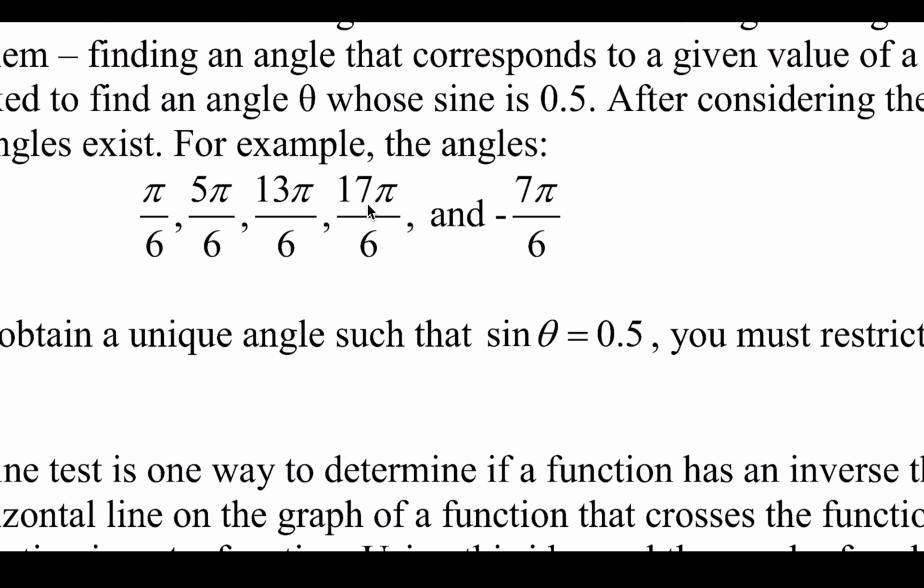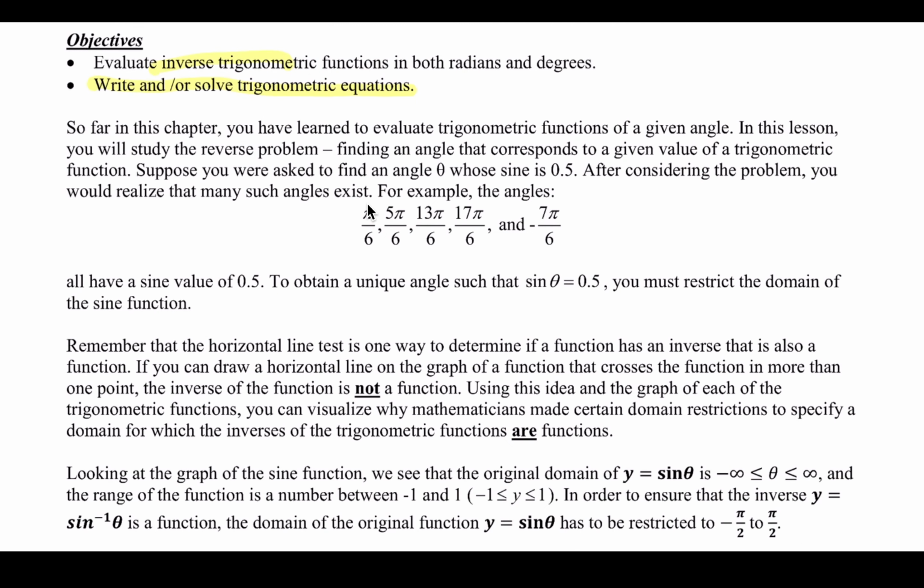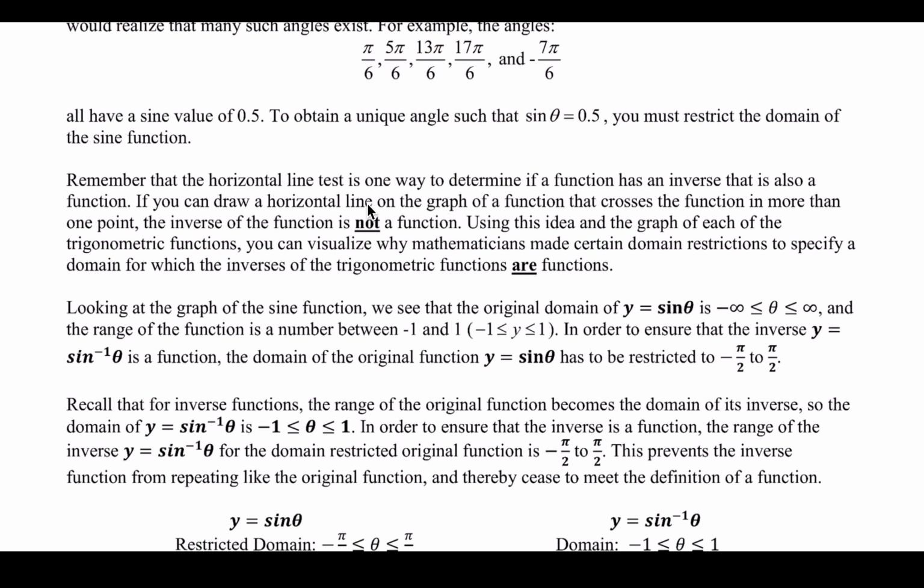All of those answers are valid answers, but what we want to do is say, if I say to you, give me the angle whose sine is 1/2, we want to be able to give one definite answer. And the way to do that is to say, let's restrict the domain of the angles. Okay, and so to obtain a unique angle, you must restrict the domain of the sine function. Okay, you must restrict the domain of the sine function.